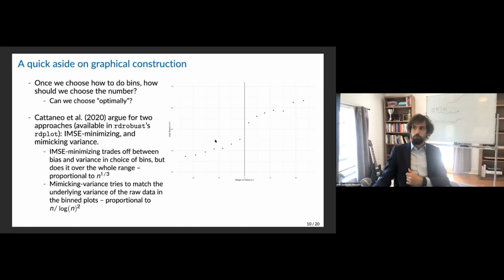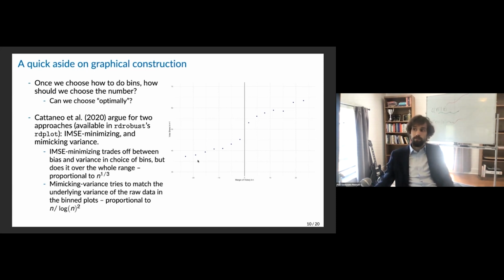This is exactly what the picture of it looks like. It's doing the IMSE minimizing approach with quantile spaced bins. And what you'll notice is it picks a small number of bins in this setting. Part of the reason is that it's doing the IMSE minimization over the whole data range. It's not just doing it near the cutoff, which is really what you care about in the end. So it ends up picking very smooth looking functions.